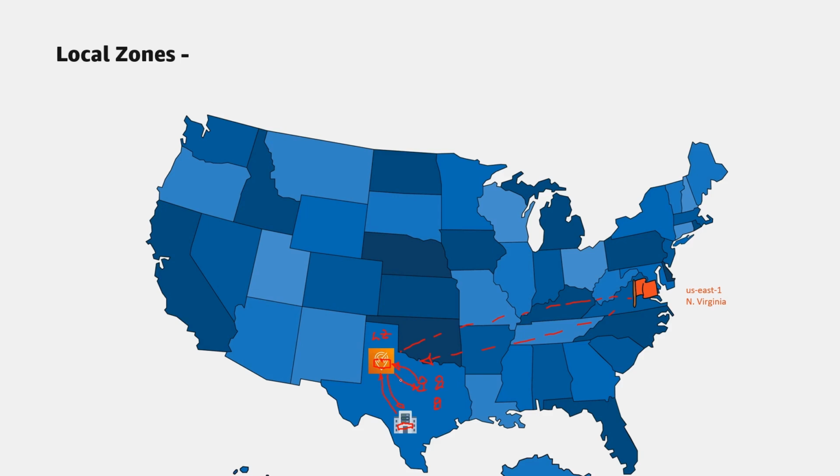As an example, one of the heavy users of local zones is Netflix. Netflix built some video rendering software on AWS, and they deployed it in different local zones around the globe. Say, for example, if you have some users of Netflix over here, this could be a Netflix studio.